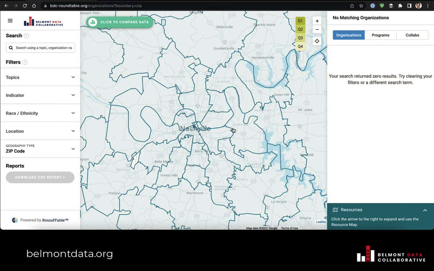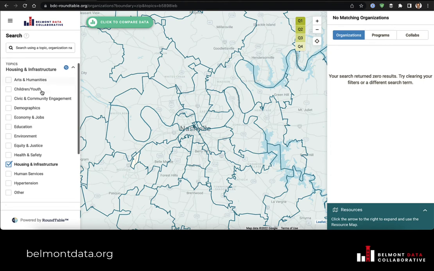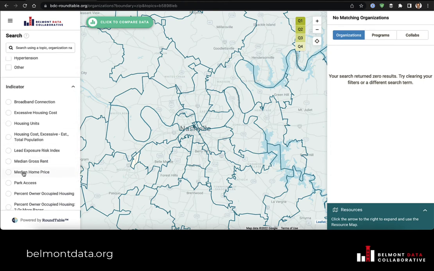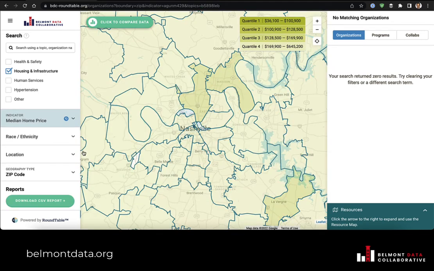So how do you use it? Pretty simple. There are some filters on the side, and the two that you have to select are topics, so I'm going to select housing and infrastructure, and then an indicator, something you're looking for. I'm going to look at median home price, just because it's something I think all of us can relate to, especially in the Nashville market right now.